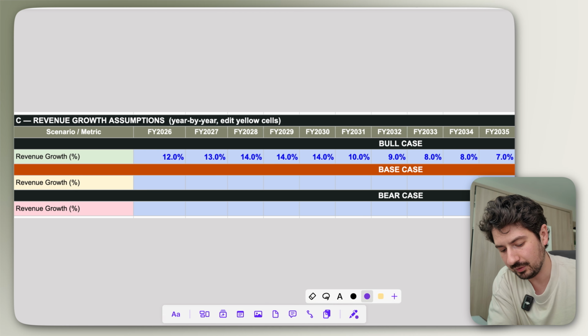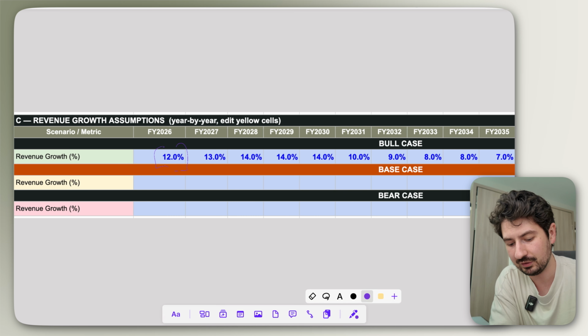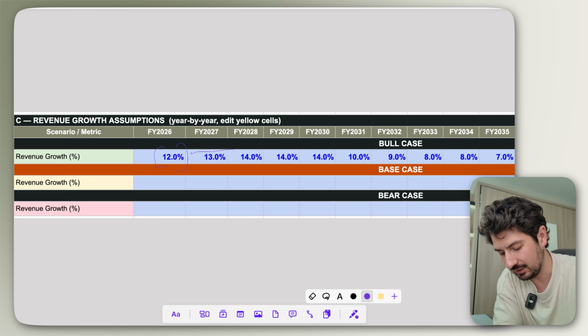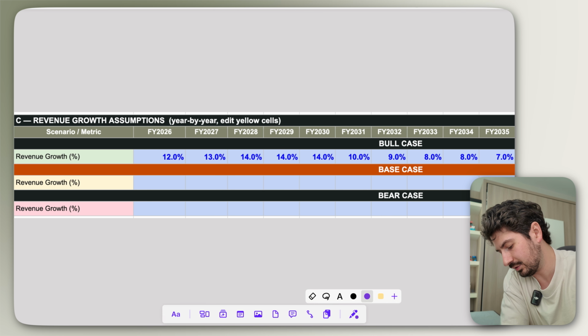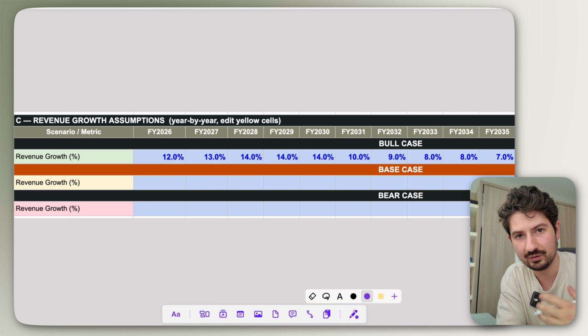So what I've put into the model is starting with the 12% growth rate, very close to what we saw in FY25, and then accelerating up until FY30, and then we start to see a downtrend as we approach the terminal value out into the rest of the decade.